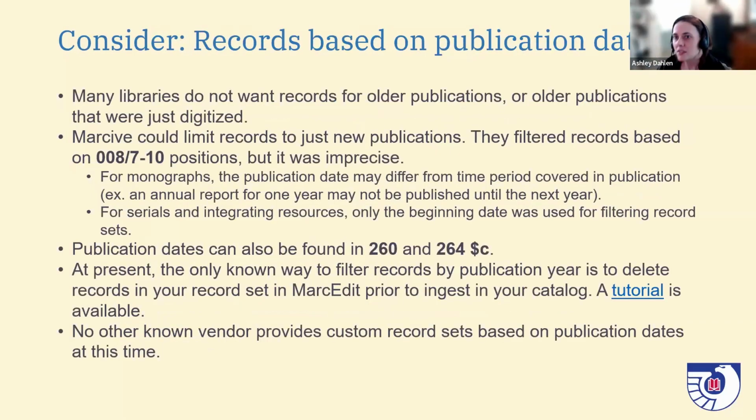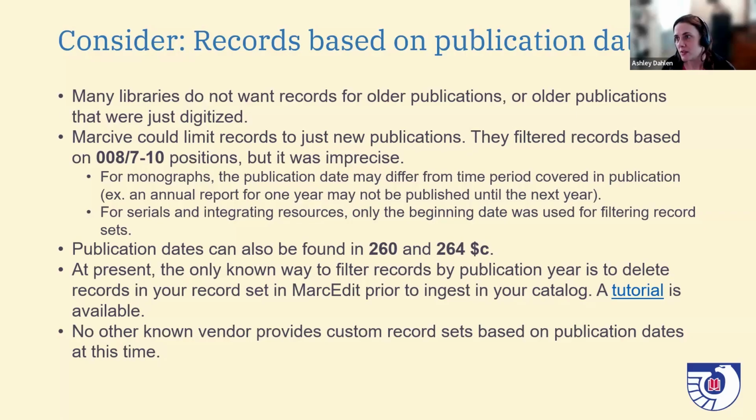All right, another consideration that we have seen people lament about is whether or not you need records based on a publication date. We have found that many libraries do not want records for older publications or for older publications that were just digitized. And that's a sizable chunk of the work that we do. We are going back and we are cataloging pockets of materials that are older, or we are cataloging newly digitized stuff that is older. And many people are like, don't do that. I've already weeded it from my collection. It's outside the scope of my collection. My users don't want this older stuff. And that's okay. You know your users.